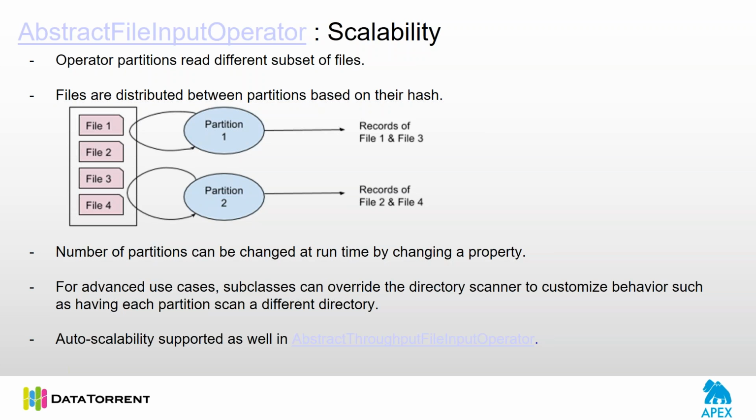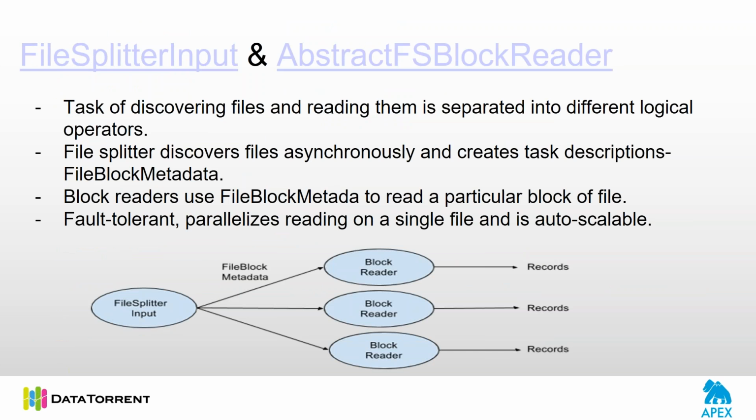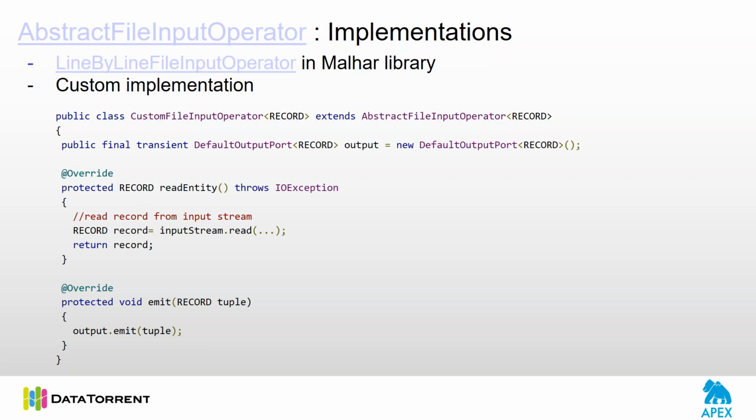The number of partitions can change at runtime by just changing a property. For advanced use cases, subclasses can override the directory scanner, which is actually a property of FileInputOperator, to customize behavior such as having each partition scan a different directory. There's also support for auto scalability, which is provided in AbstractFileInputOperator, which is also present in the library. There are a few implementations of the file input operator. Actually, just one implementation in the Malhar library called line-by-line file input operator. This operator reads lines from files and emits each line as a string onto its output port.